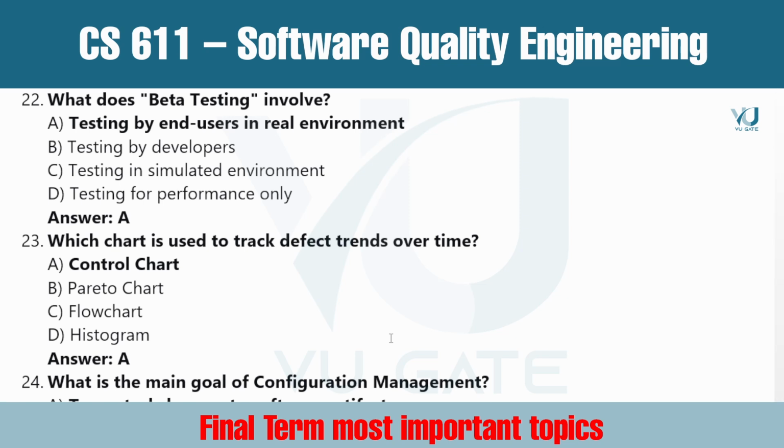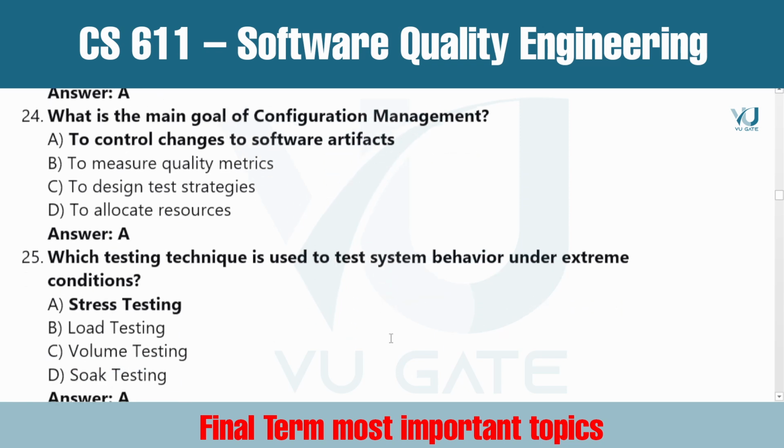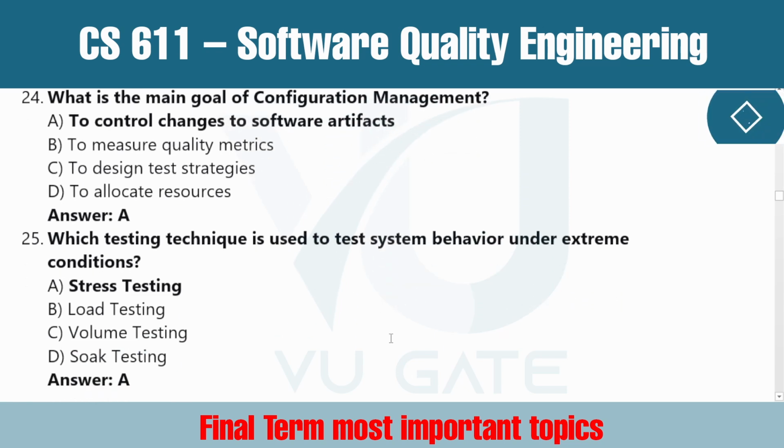Question 23. Which chart is used to track defect trends over time? The correct answer is option A, control chart. Question 24. What is the main goal of configuration management? The correct answer is option A, to control changes to software artifacts.